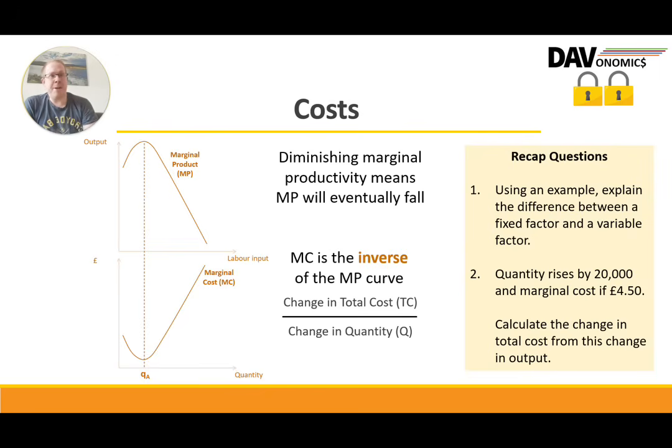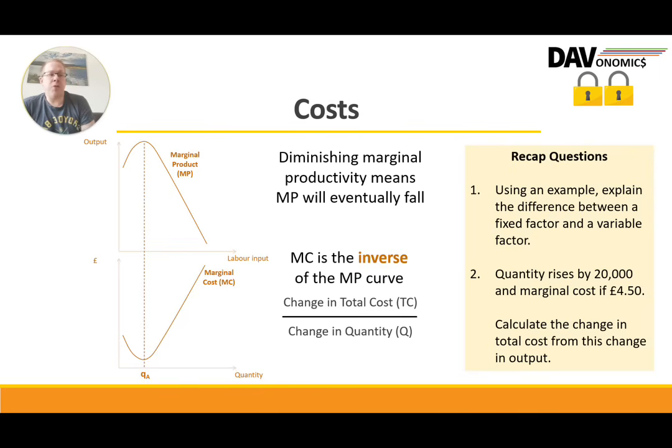They're going to get better and better at some point, initially because of specialisation, but eventually their additional output is going to go down and down, because there are probably fewer benefits from division of labour, or they start to get in each other's way, or you're near full capacity, and therefore the marginal product will start to fall. The marginal product means what additional output each worker produces for the farm in this situation.